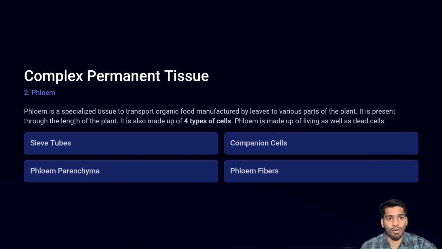Now we are going to talk about the phloem. The first point related to the phloem would be, this is the tissue which is responsible for the transportation of food. Second thing, it is a complex permanent tissue, meaning it is made up of different types of cells. So you're going to write those cell names. There are your sieve tubes, companion cells, phloem parenchyma, and phloem fibers. So these are the 4 cells. Together they are going to form your phloem.